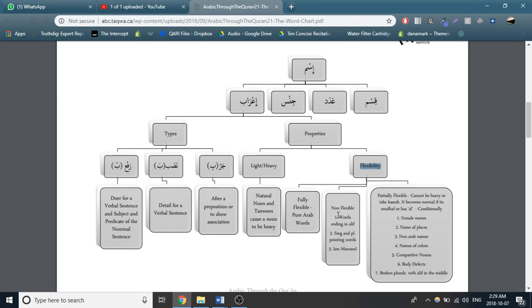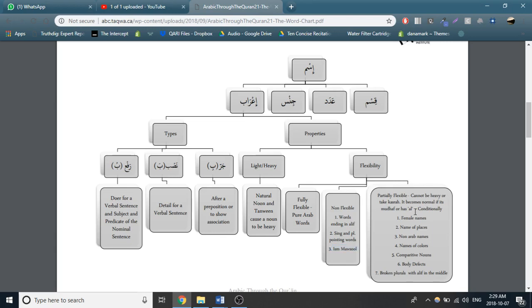And an example of that would be a singular and plural pointing word, which you actually learned. Remember, hada and dhalika, all those words. Whether there was a word before it, such as a harf that was changing its state, it wouldn't look any different. It was always trapped the same way, right? Another one is words ending in alif, and then the third is isim mawsul.